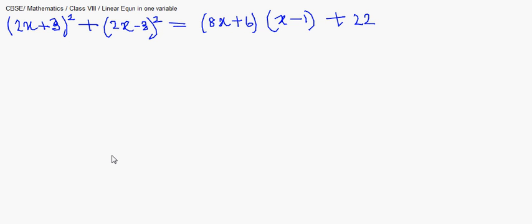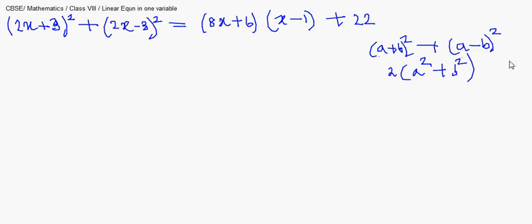We will now be taking like a plus b whole square plus a minus b whole square. I hope you learned the formula before. That's a plus b whole square, oh sorry, it is a plus b whole square plus a minus b whole square. If you open this, you will see it is a square and a square will remain, thereby making the formula twice of a square plus b square only. So I'll just expand that here.